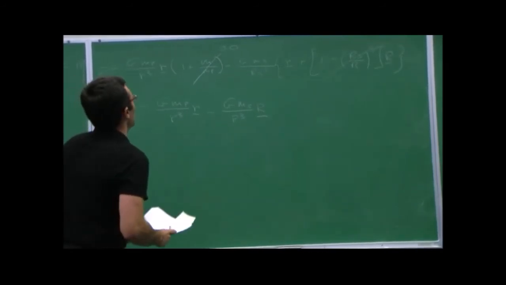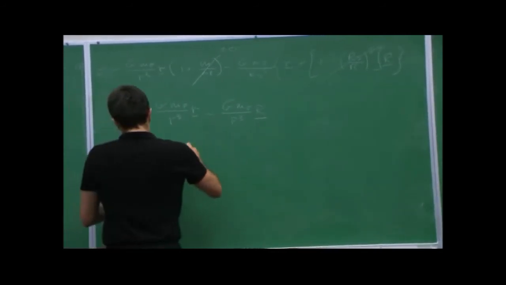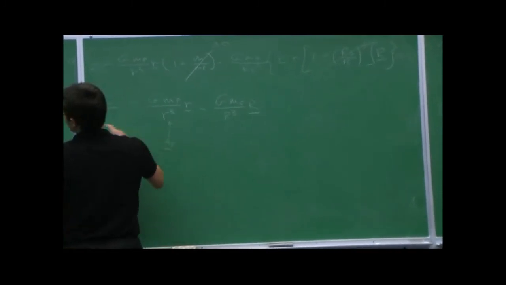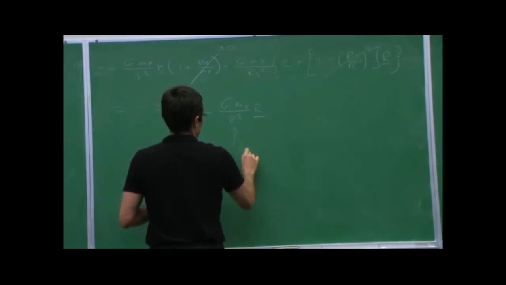Now, at this point, I'm going to call these two pieces: this is now the acceleration due to the planet that I need there, and this is the perturbation due to the sun.